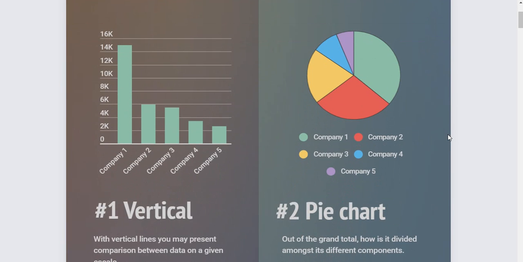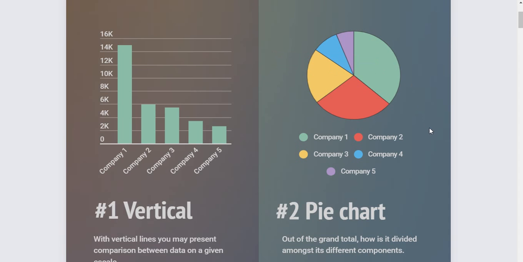Let's take a look at these two. Number one, it's an example of a vertical chart. We have some bars, and the bars show information. Here, we know that the company number one has an amount of 14,964. Number two, number three, four, and five. Thanks to this graph, you may present a comparison between data on a given scale.